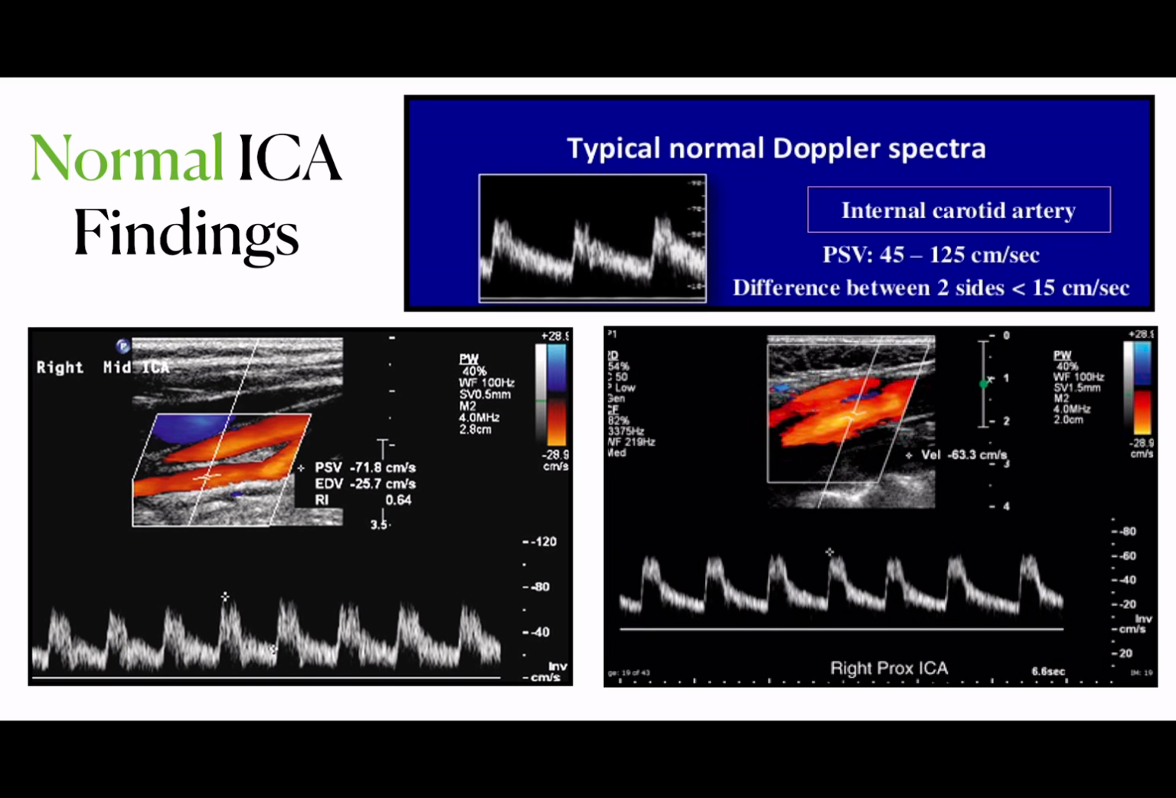Here are different images of normal ICA findings through ultrasound. The PSV should be between 45 and 125 centimeters per second on an internal carotid artery. The waveform of an ICA has a very distinct look. Keep this in mind as we move on to what abnormal ICA findings may look like.